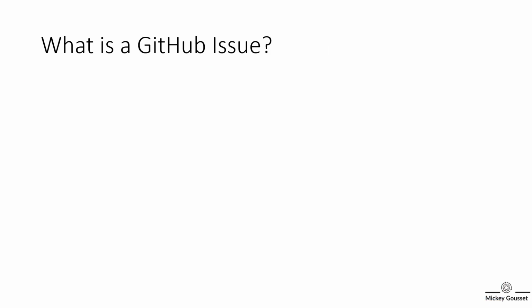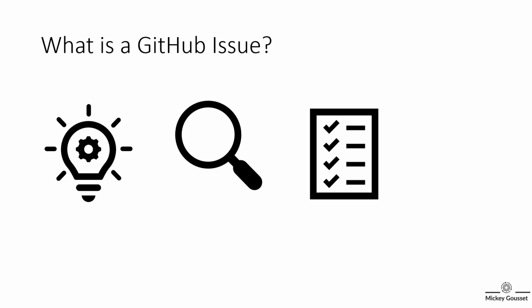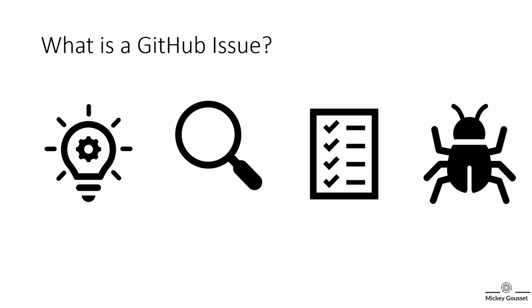So what is a GitHub issue? It's a construct that is used to track ideas, enhancements, tasks, and bugs for work on GitHub. And that is just getting started. In reality, you can track almost anything you want with issues. It is definitely for more than just reporting software bugs.